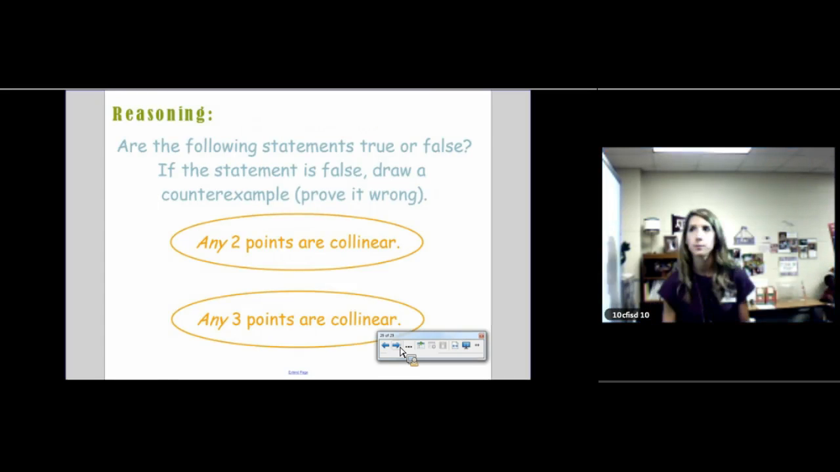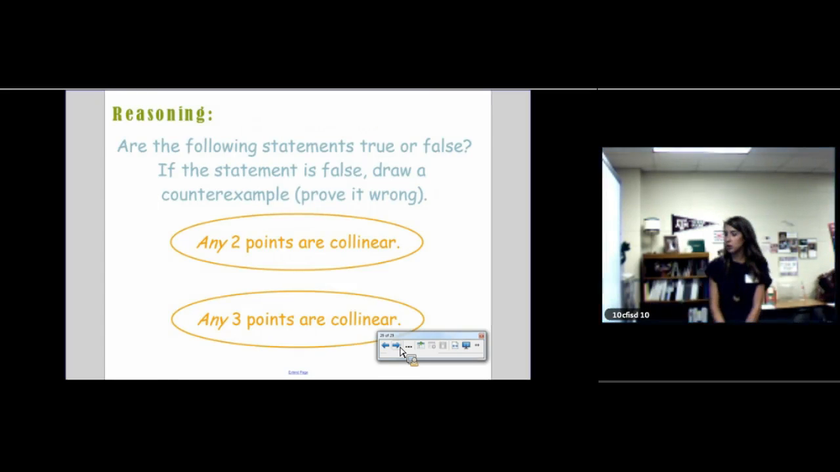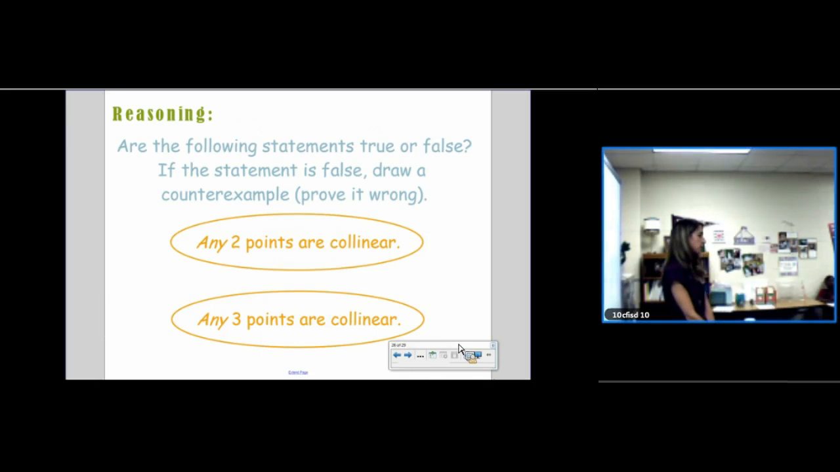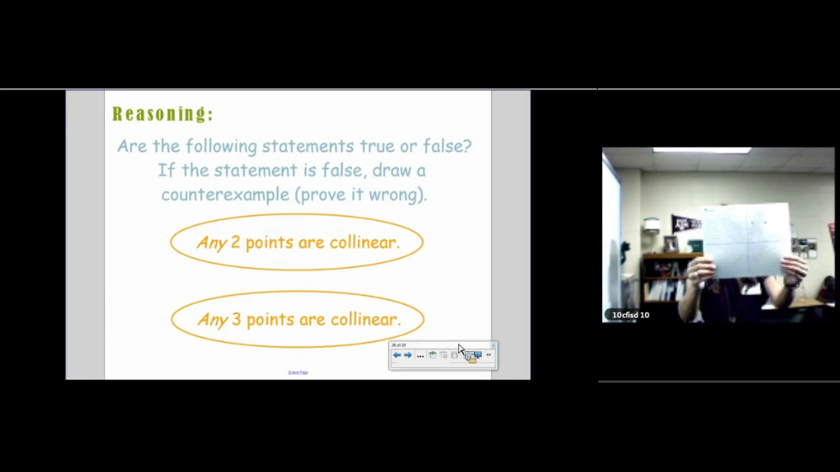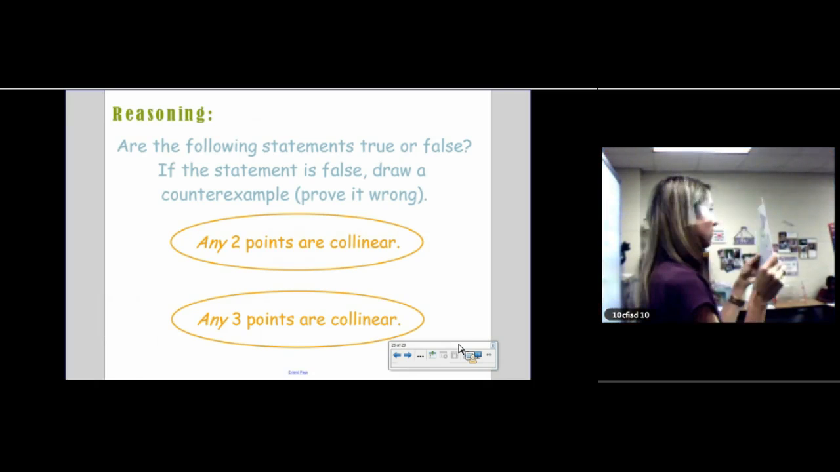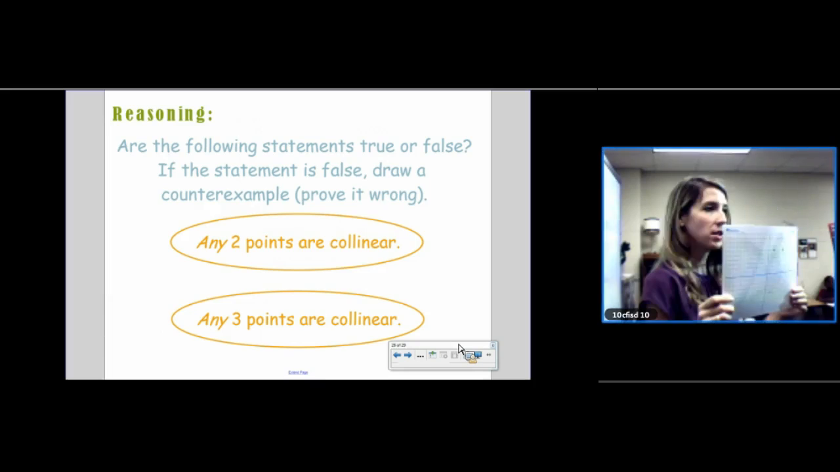Okay. Are the following statements true or false? Any 2 points are collinear. So, John, draw 2 points on your grid. Any 2 points. Okay, John drew 2 points. Could Michelle draw a line through those 2 points? Could she do it? Absolutely.